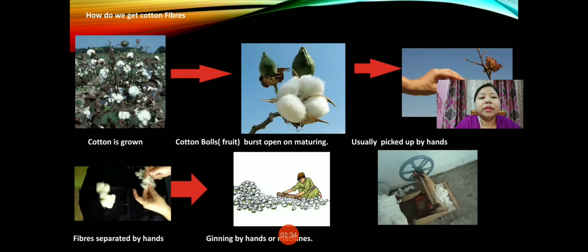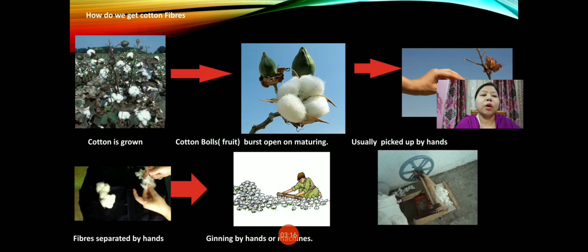Fine. And then the cotton fibers are usually picked by hand. Then the fibers are separated by hand from the seeds. The cotton fibers contain some seeds, so those seeds have to be separated, and that is usually done by hand. But nowadays machines are also used to separate the seeds by combing, and the process is called ginning. After it is separated, the fibers are spun into yarn, and then finally it is prepared into fabric.